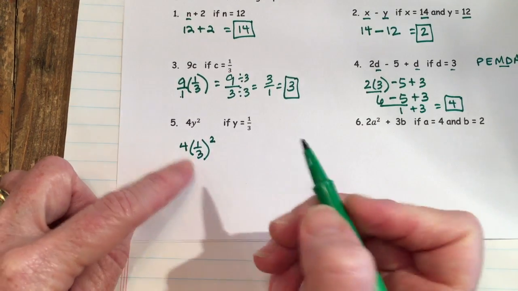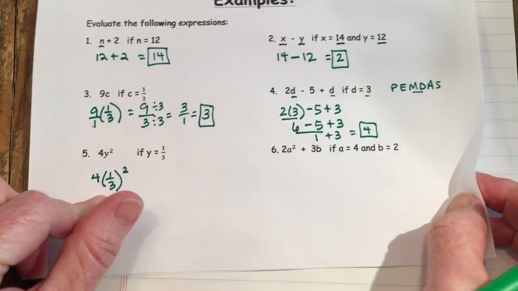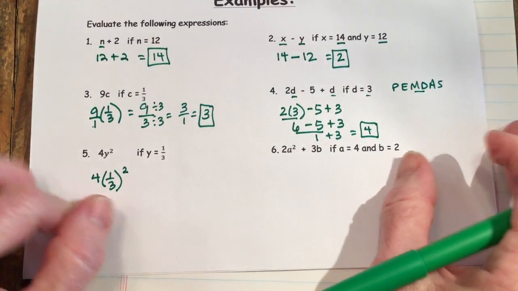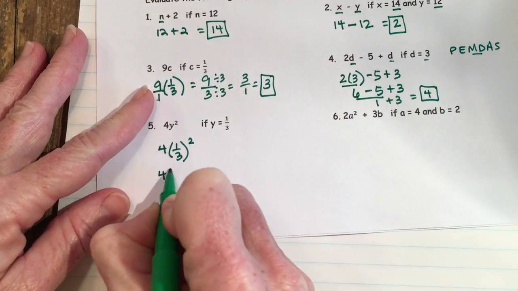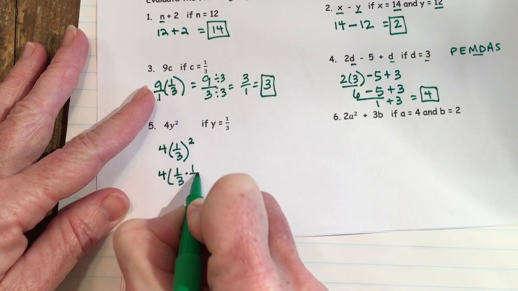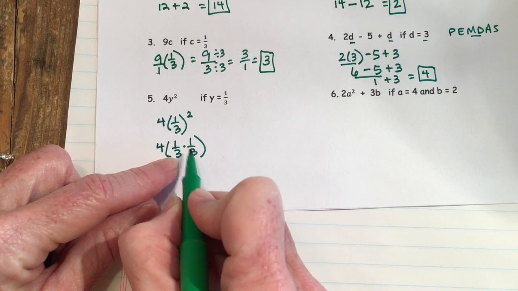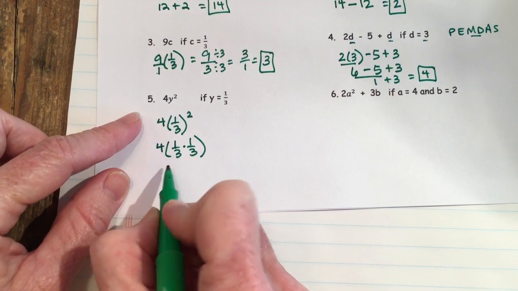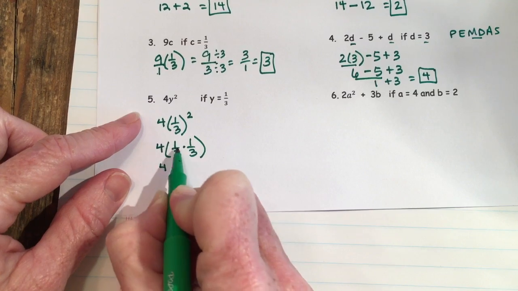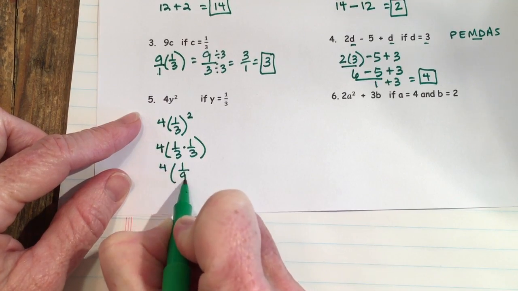So I'm going to go ahead and do that first because I would do exponents. Remember, I'm doing exponents before I multiply. So I'm going to write this as 1/3 times 1/3. All right, so we just had a reminder of how to multiply fractions. We do top times top and bottom times bottom. So this becomes 4. And then 1 times 1 is 1. 3 times 3 is 9.